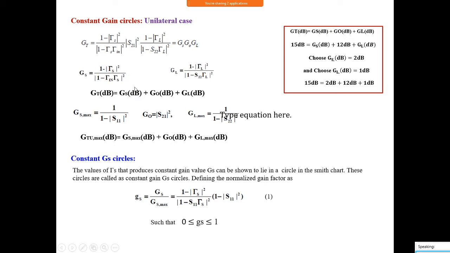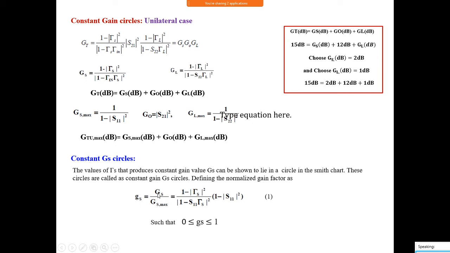For example, I want a 2 dB gain. Okay, 2 dB means we should have some ZS value here. How do we get that value? Constant GS means a constant 2 dB circle. Constant 2 dB, that is what I want. There is a circle, as I said. We will see that now.